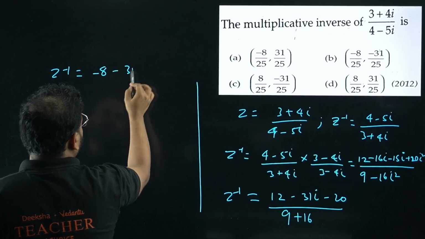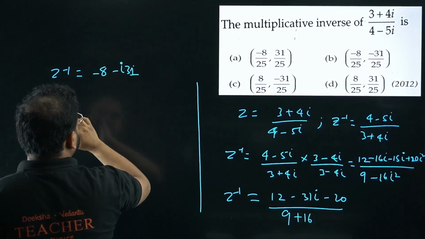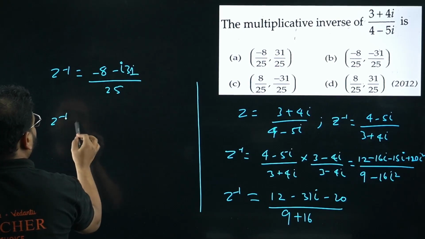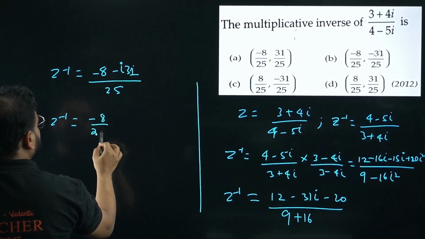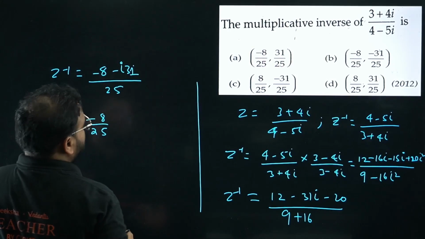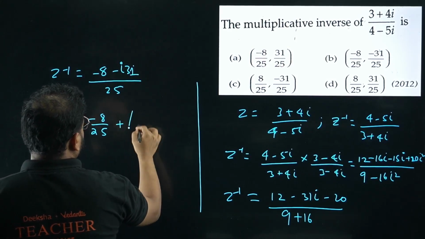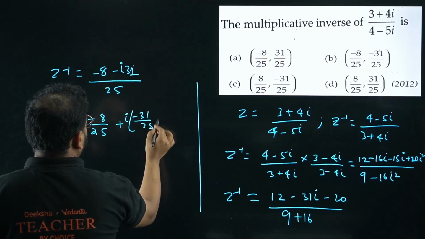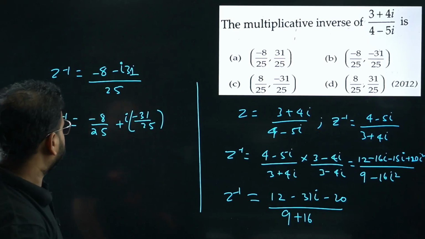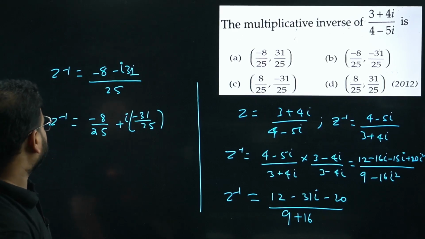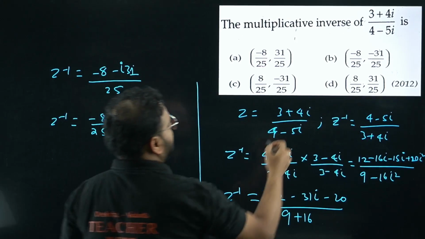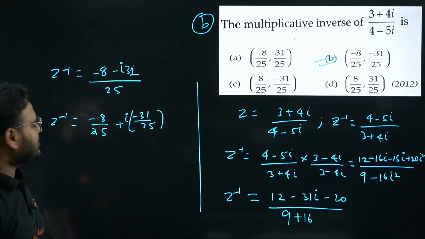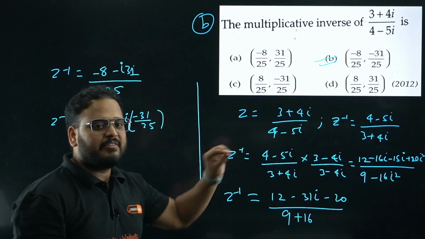And we have minus 31i over 9 plus 16, which is 25. The answer will be minus 8 by 25 as the real part, plus iota times minus 31 by 25. Option B is correct now. Some calculation, not difficult at all. Very, very simple problem.